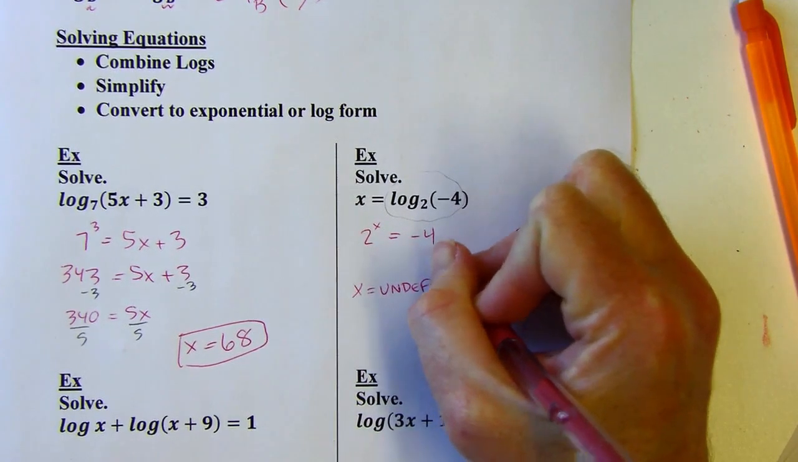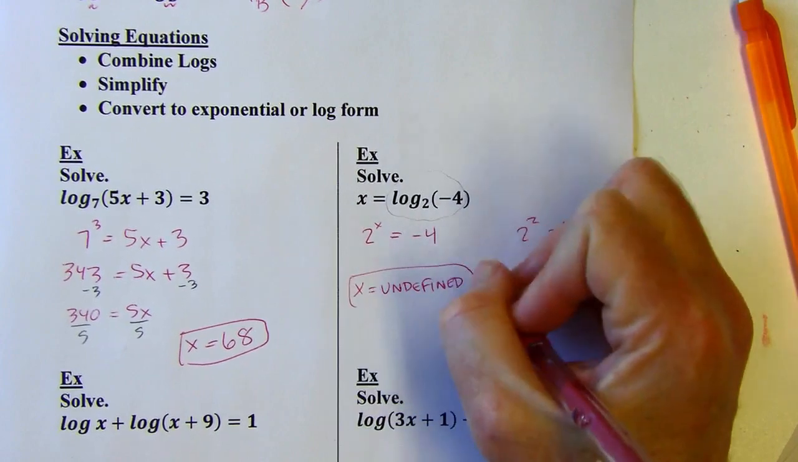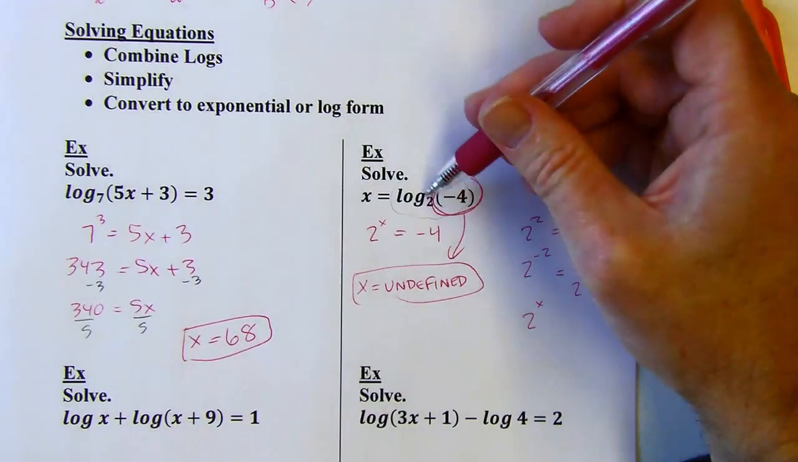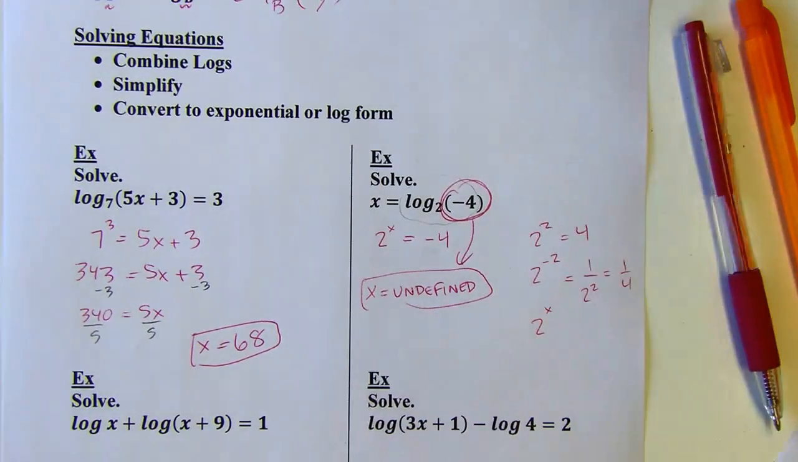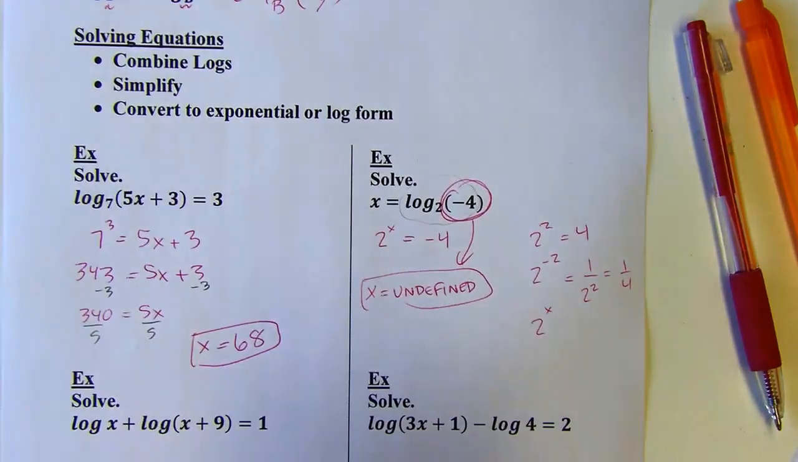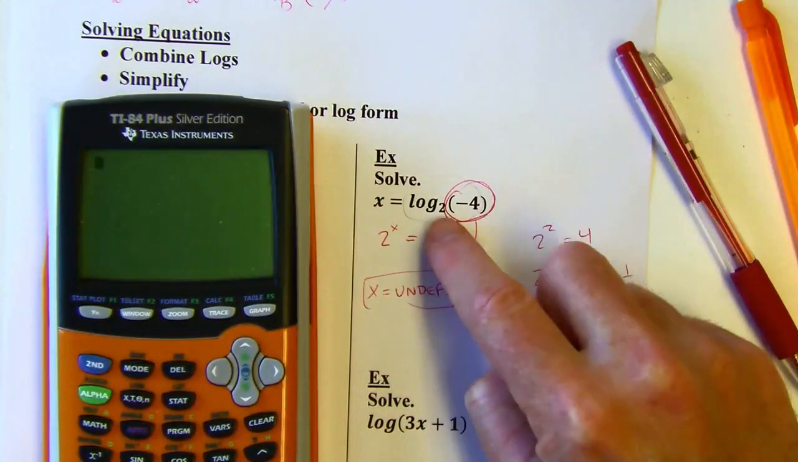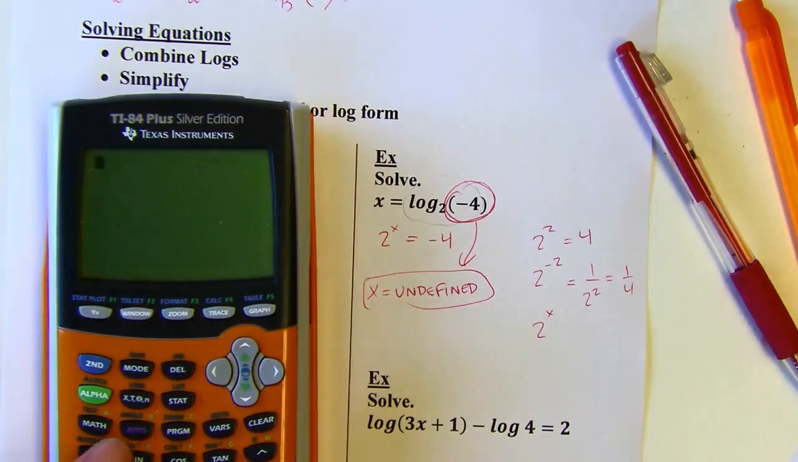Okay? And that is going to happen every time the contents of a log are negative, because we're saying 2 raised to something equals -4. It's just not happening. So we could try this out in our calculator. Remember, with the change of base, this would be log of -4 over log of 2. Let's see, there we go.